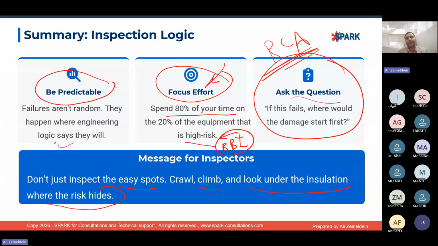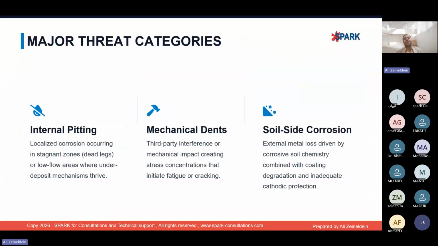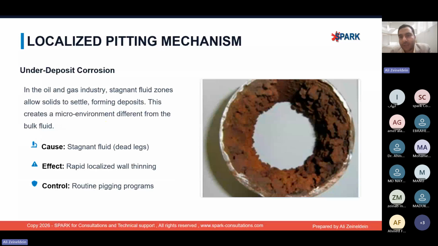If we are going to talk about the damage mechanisms, we discussed previously some major threats. Catastrophic failure may be due to internal pitting, mechanical dents, or soil side corrosion, as we discussed in the tanks, and also corrosion under deposits when we are talking about dead legs. So there is some stagnation, and finally deposits inside the pipeline, as we can see.